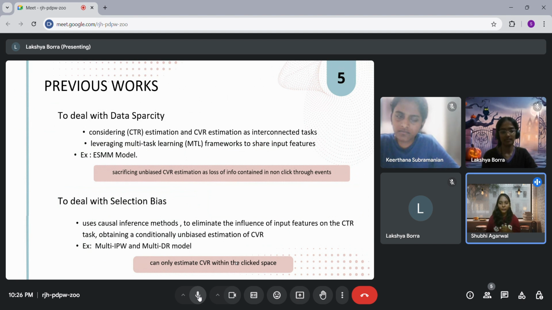So here there is no bias problem, but the problem is we are not considering the overall dataset, that is the overall exposed space. So this model can only estimate CVR within the click space. Some examples of this model are the multi-IPW and multi-DR models. So basically there is a trade-off between unbiased estimation and covering of the entire exposure space. To deal with these problems, let's see how the researchers in this paper have worked through it.